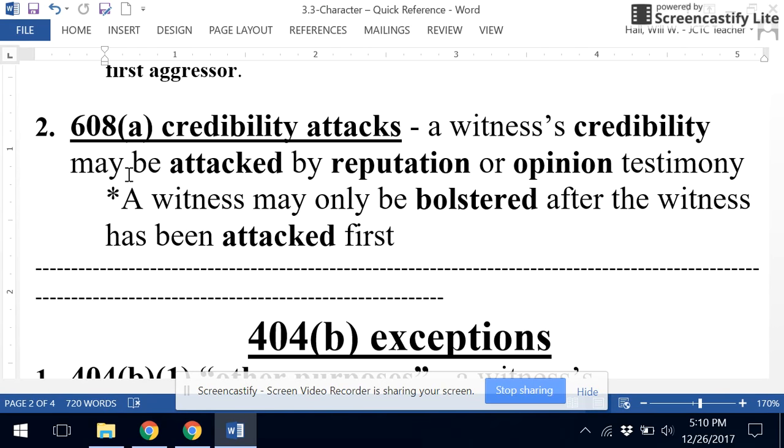So once the prosecution starts talking about how witness number one is not trustworthy, they're bad, they're violent, whatever the bad character trait is, you can come back and bolster the character with positive information.